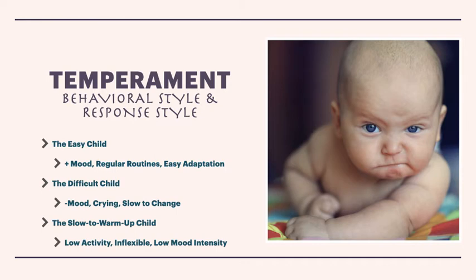The slow to warm up child is kind of somewhere in the middle. These kids are pretty low activity, but in the activities that are set, they're pretty much set in the routines that they've got. But even at the same time, if they are getting fussy, the intensity of their crying or tantrum throwing isn't as much as you would see with the difficult child. Those are three categories. I don't know that you would ever have a child that fits perfectly into one category or another, but you're probably going to find children that are leaning more one way or the other.